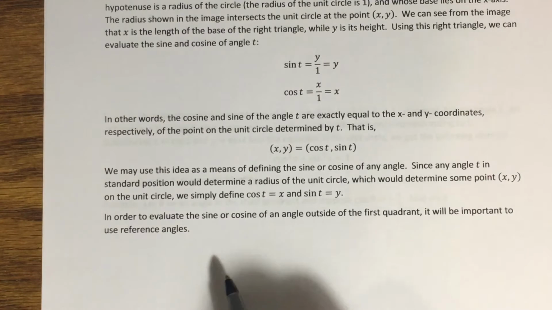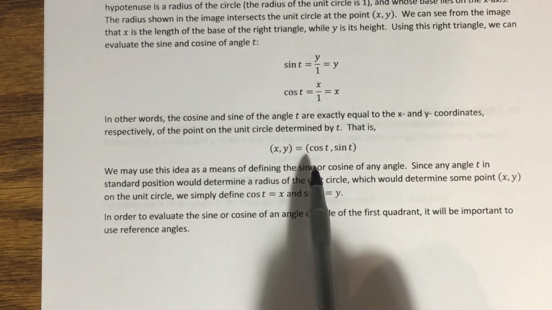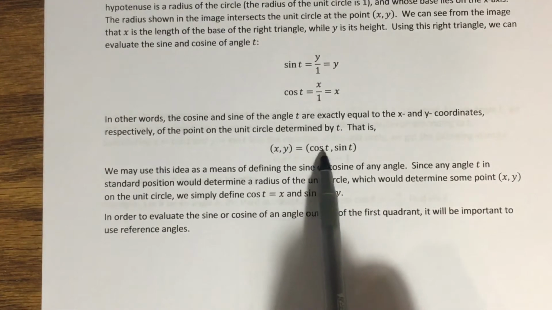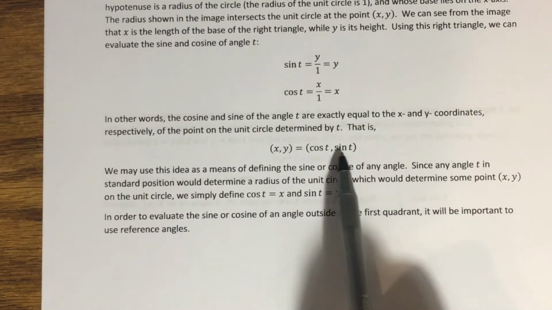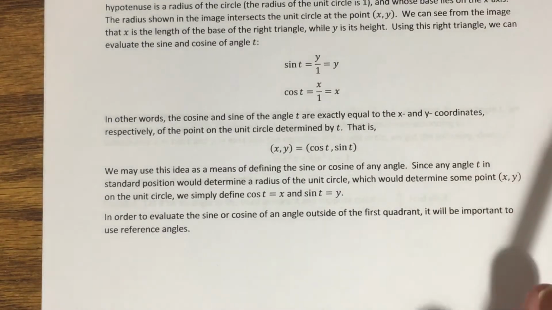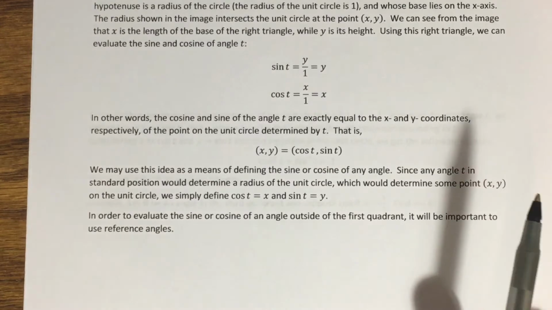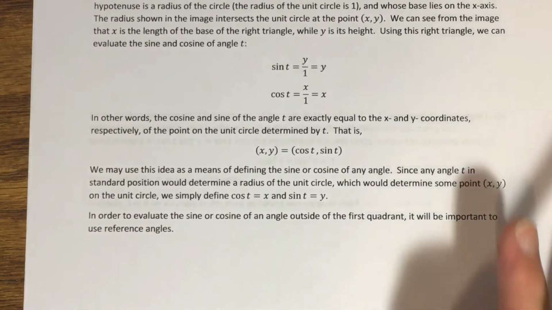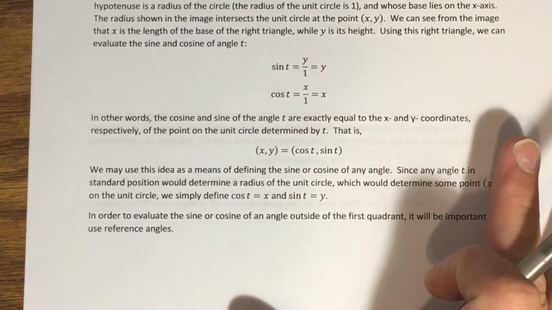If (x, y) is a point on the unit circle determined by some angle t, then the x-coordinate is the same thing as the cosine of t. The y-coordinate is the same thing as the sine of t, based on that little derivation that we just looked at. Okay, now what does that actually do for our goal here?